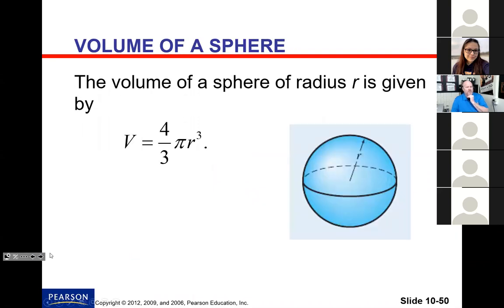Sphere, 4/3 pi r cubed. So this one, the only thing you need is the radius of the sphere, and then you can figure out the volume. This would be like if you had a ball and you want to figure out the volume of air in it, whatever it is, or water, if you want to fill it full of water.